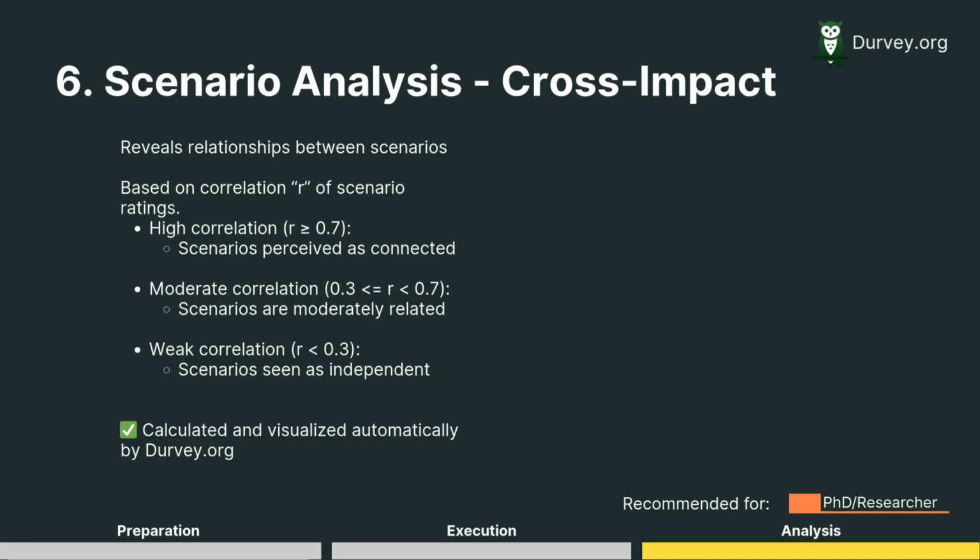Moderate correlation, 0.3 less than or equal to R less than 0.7: scenarios are moderately related, sharing some overlap or common themes. Weak correlation, R less than 0.3: scenarios are seen as independent, rated without influence on each other. These insights show hidden interdependencies between scenarios, helping you understand how one development might reinforce or challenge another.